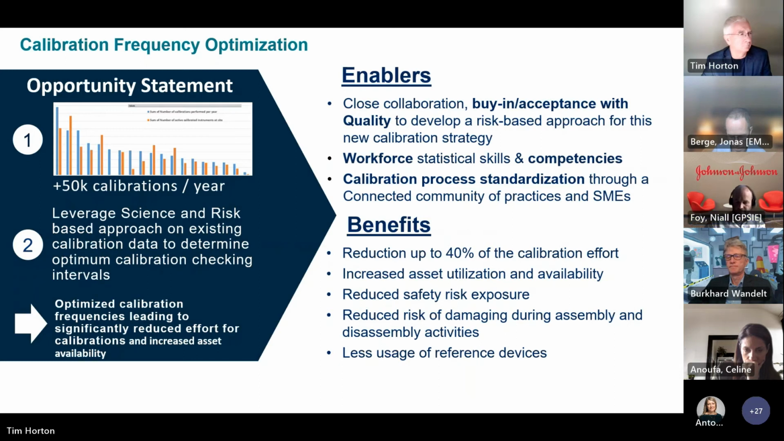The benefits: reduction of up to 40% of the calibration effort. That's significant. What we've been able to do is reduce 40% of our calibration efforts. And if you look at approximately 1 to 2 hours per calibration across 50,000, it's a lot of hours, okay? A lot of costs. Increase the asset utilization and availability. Again, we're able to give the asset back to production because we're not maintaining it, so that they can fill that time with making more products.